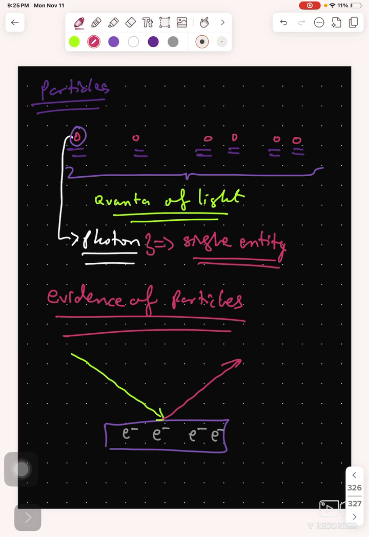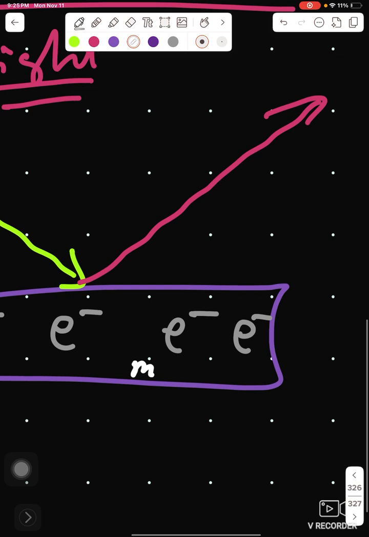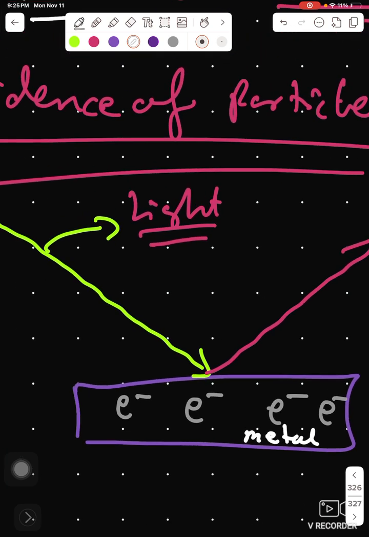So what his theory said is that when light is in terms of particles, what will happen is the electrons in the metal, this is a metal, when light, wait, let me just add one improvement in this.